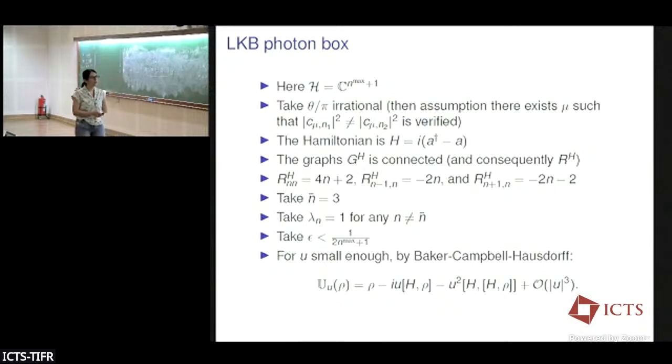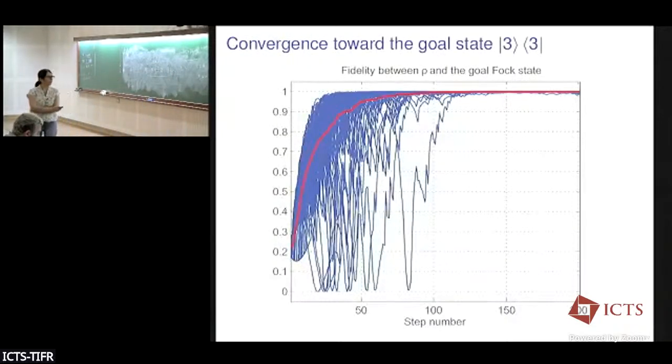Because you can use the Baker-Campbell-Hausdorff formula, you can develop your unitary like this, and it was possible to calculate the maximum. The time scale of the experiment was very short, but it was possible. That is the simulation. So you can see the convergence towards the coordinate 3, 3. So this is one thing.